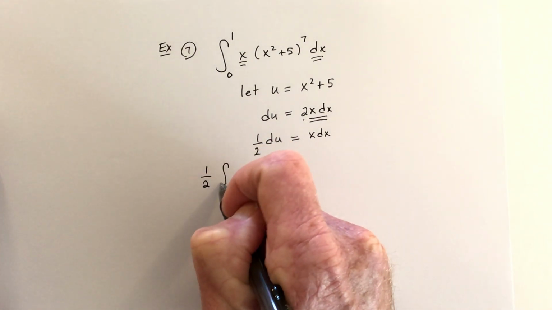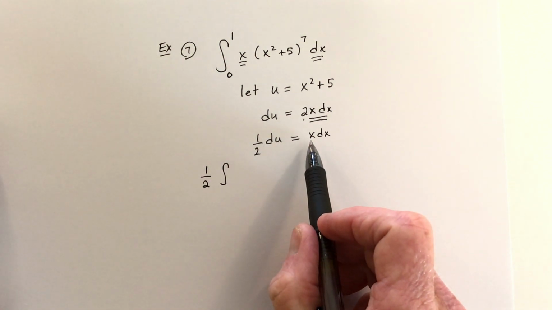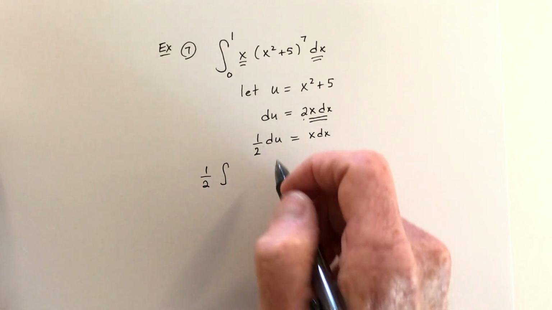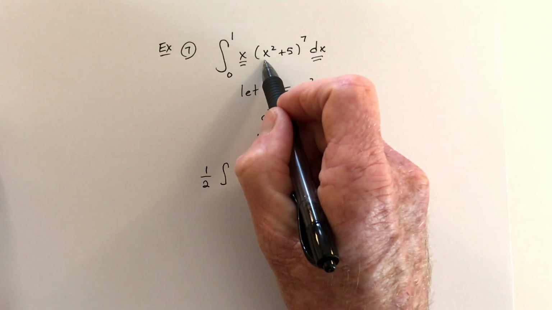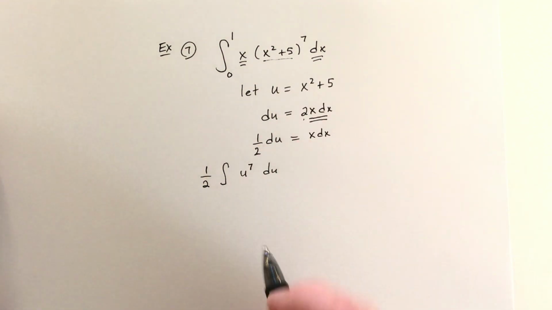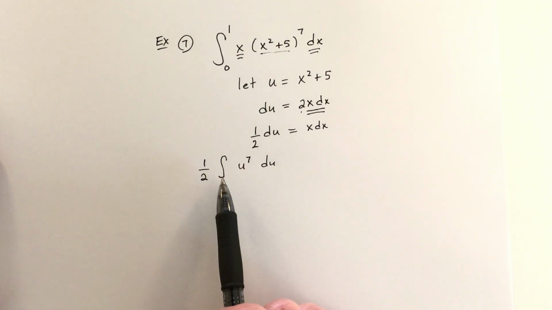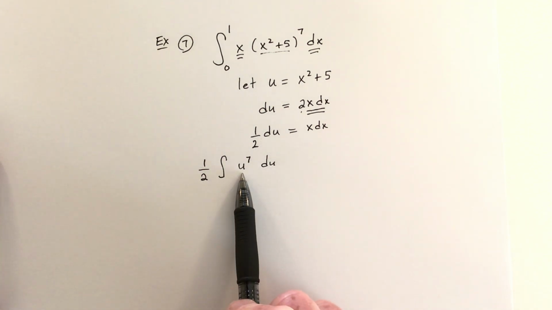And then it's going to be integral. And then when I replace the x dx with 1/2 du, so the 1/2 can go here and the du can go here. And then this is the u, and it's raised to the 7. And then do the antiderivative. Notice that I did not put the numbers 0 and 1 on this because that's for what x equals, that's not for what u equals.